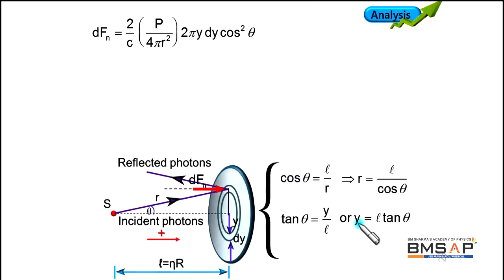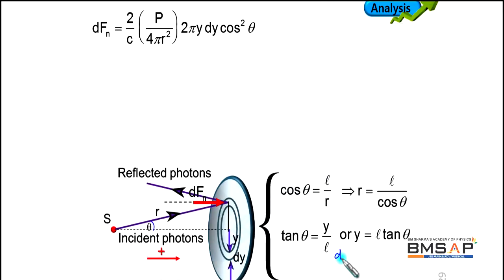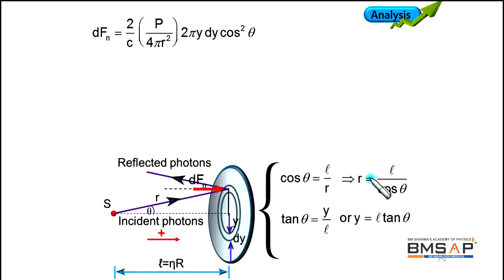So here we can do one thing, we can find the value of dy also from this expression. We can write here dy equal to differentiation of this. L is a constant, and differentiation of tan theta equal to sec square theta, and this is d theta. So we got the value of y, r and dy.